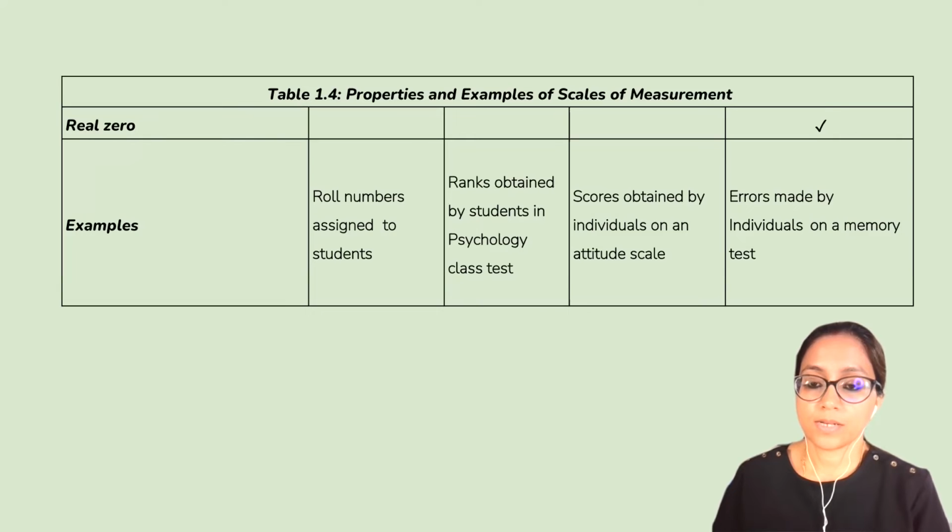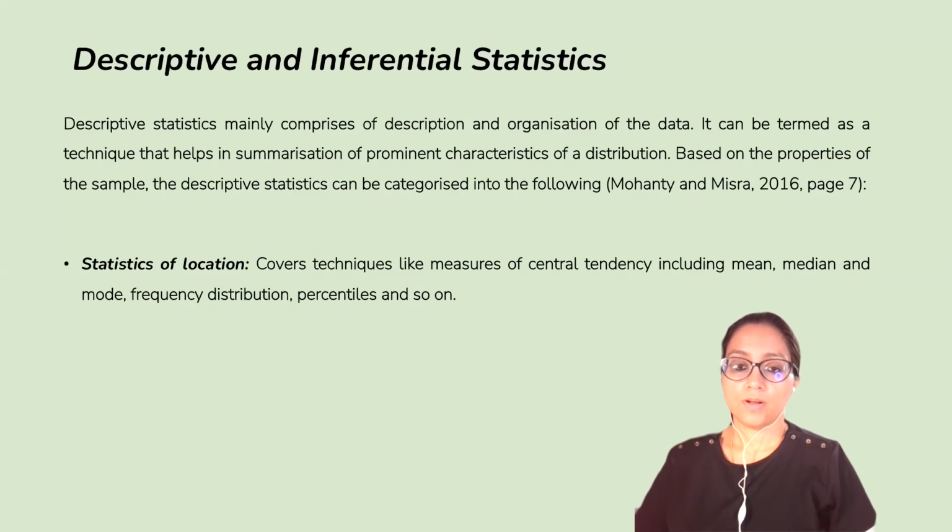Examples are roll number assigned to students, ranks obtained by students in psychology class test, scores obtained by the individuals on an attitude scale, errors made by the individuals on a memory test. So these are some of the examples of properties and examples of the scale of measurements. So now we will discuss the descriptive and inferential statistics.